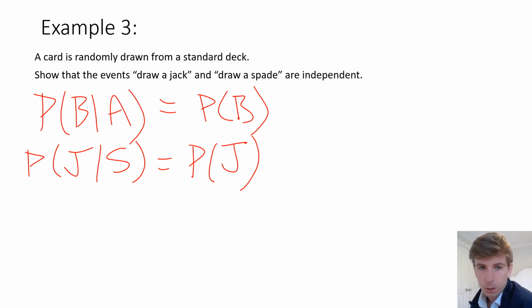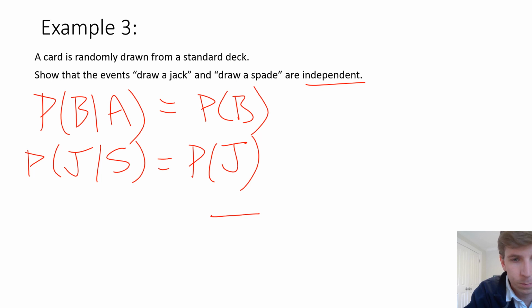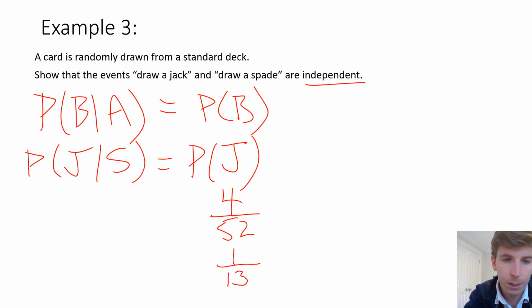All right, let's do the probability of Jack first. In order to show these are independent, we just want to show that they are equal to each other. So the probability of getting a Jack: there's 52 total cards. Remember, this is all coming down to desired outcomes over total outcomes. And there are 4 Jacks, so 4 over 52. To simplify, that is 1/13.